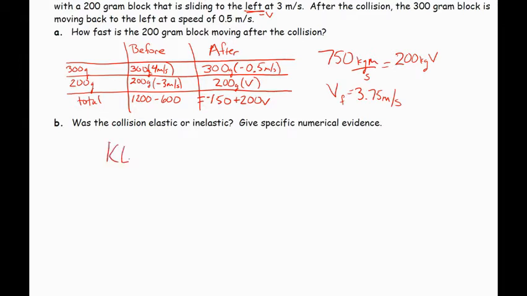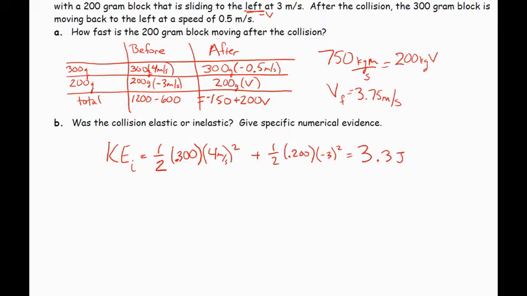Our kinetic energy initial is equal to 1/2 mv squared. So 1/2 300, but we can't keep it at 300. We have to do 0.3, okay? Because when you're dealing with kinetic energy, you're dealing with kilograms. And then v squared. So 4 meters per second squared plus 1/2 0.200 negative 3 squared. That's going to end up giving me a kinetic energy of 3.3 joules.